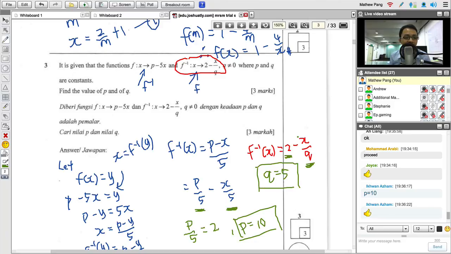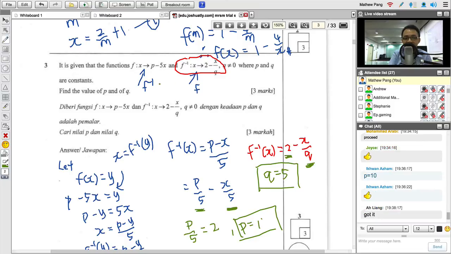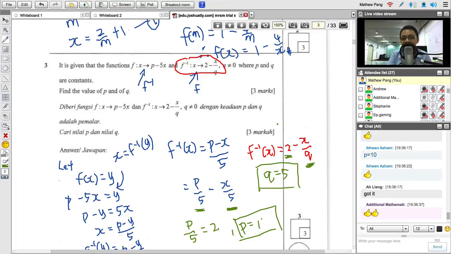So yeah, you just change the f(x) into the inverse function, and then you can compare with the inverse function. In the process of comparison, we only compare the one with x and the one without x. Comparing x and comparing without x. Remember this one. It will be so helpful for you if you remember this one.